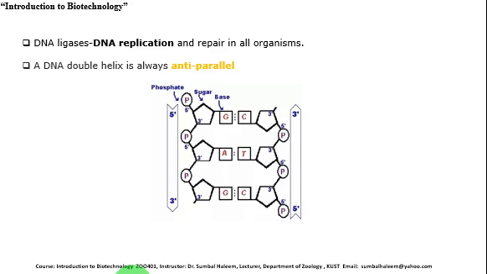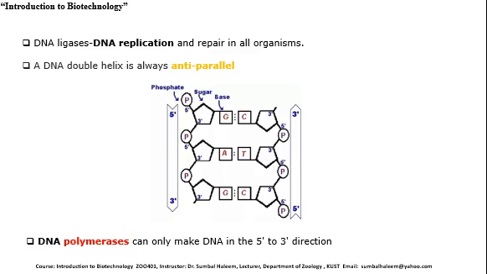Now, during the process of DNA replication, there is an enzyme known as DNA polymerase. This enzyme can add nucleotides to the newly synthesizing daughter strand, but there is a problem with DNA polymerase: it can only make DNA in the 5 to 3 direction and not in the 3 to 5 direction, meaning that it can add nucleotides only at the 3' end of the newly synthesizing daughter strand, and this poses a problem during replication.